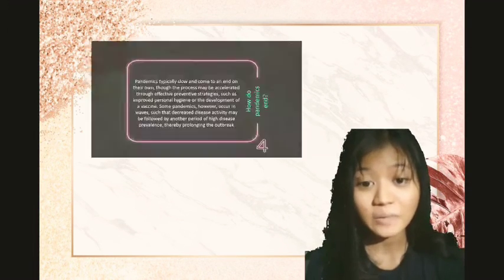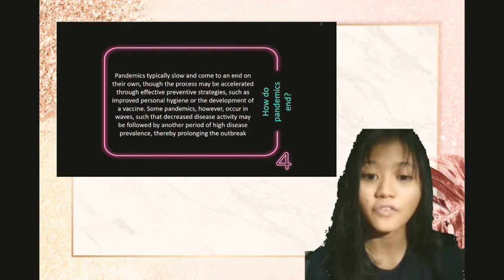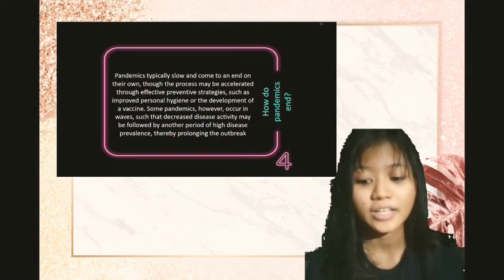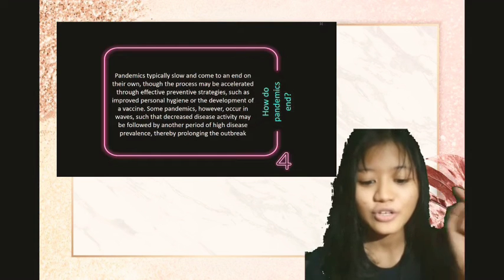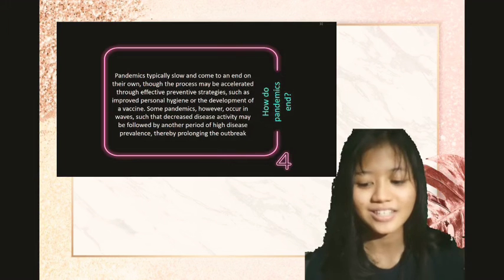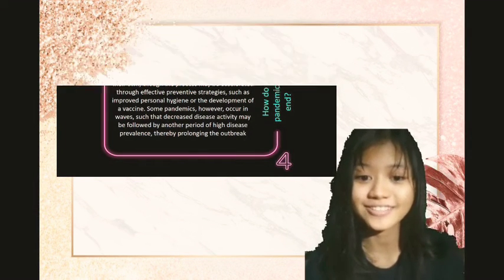Okay, here I am at the end of the pandemic topic. I have to talk about how pandemics end. Some pandemics, however, occur in waves, such that decreased disease activity may be followed by another period of high disease prevalence, thereby prolonging the outbreak. Pandemics typically slow and come to an end on their own, though the process may be accelerated through effective preventive strategies, such as improved personal hygiene or the development of a vaccine. Thank you.